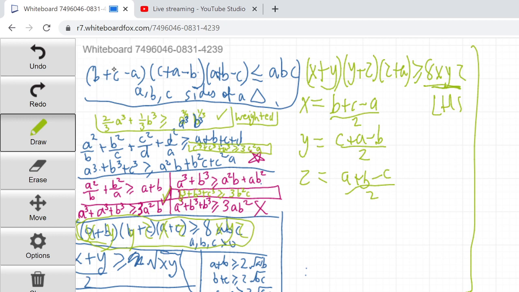Now look, what happens if you do x plus y? The a's cancel, the b's cancel, and then 2c on 2, which is c. Y plus z equals a, and z plus x equals b, right?